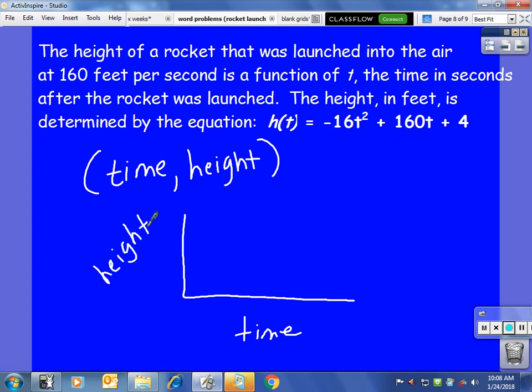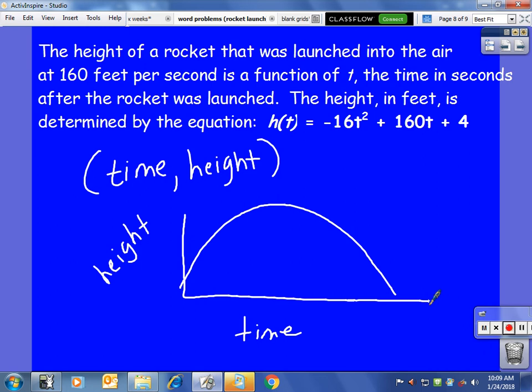The height of the object will depend on how long it's been since it was either hit if it's a softball, or kicked if it's a soccer ball, or launched if it's a rocket. It's a function of however much time has gone by. These things are going to go up in the air and eventually come back down. When we look at these problems, we're normally just focused on the first quadrant.